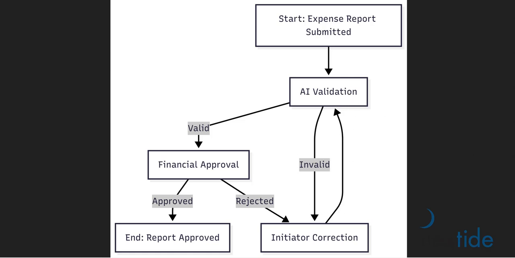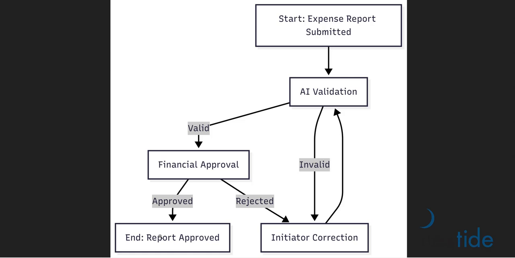When AI determines that the receipt is indeed valid, we move the process forward to a final human financial approval right here. If the finance person rejects the receipt, again, it will go back to the initiator. And from there, the initiator can do any alterations, corrections, change the receipt, add a reason. And again, it'll go back to AI for validation, and this process can repeat over and over. Ultimately, when the finance person accepts the report, we complete the process.